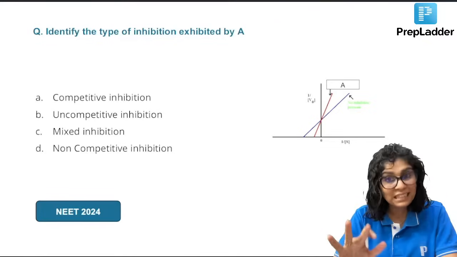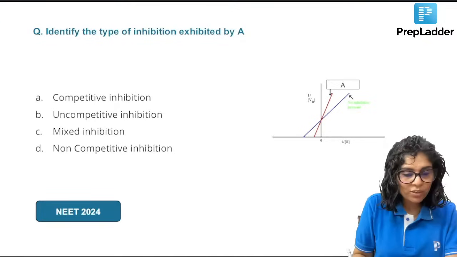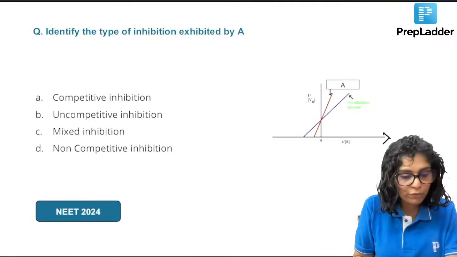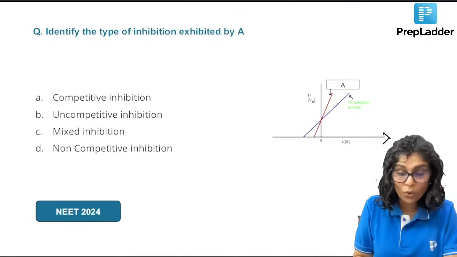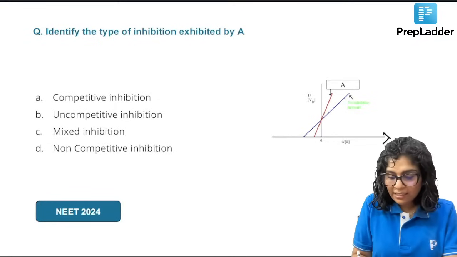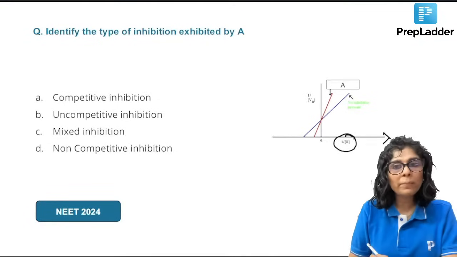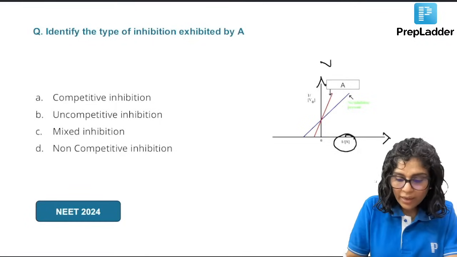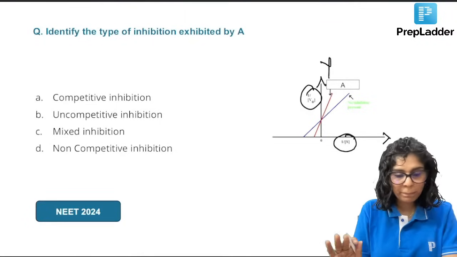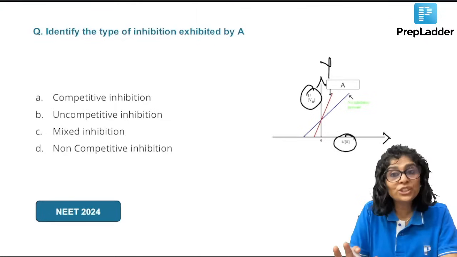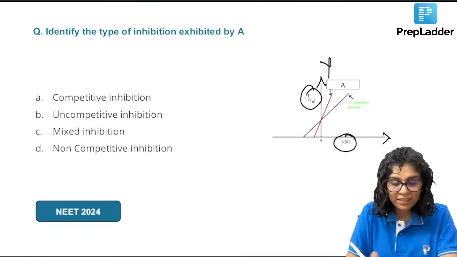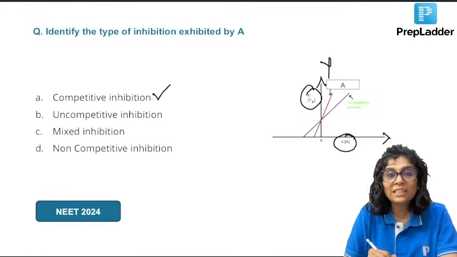For example, in this graph, can you all tell me what is along the x-axis? Many of you have started answering already. Along the x-axis, it is 1 by S. And what is along the y-axis? It is 1 by V. That is all you need to check first. Now, the answer for this question, as you have all been answering, is competitive inhibition.